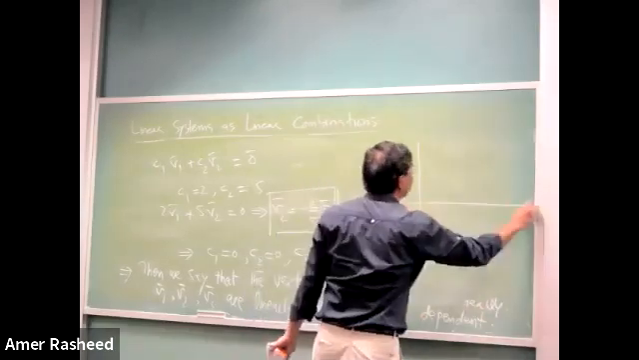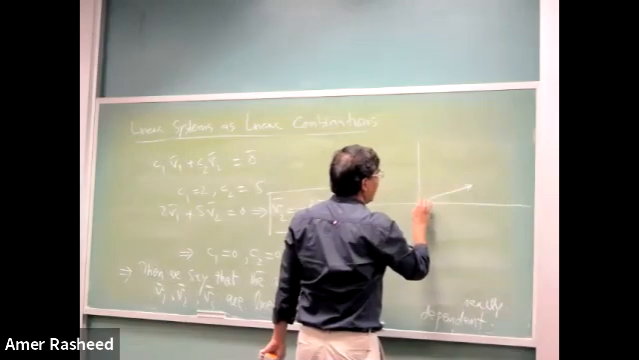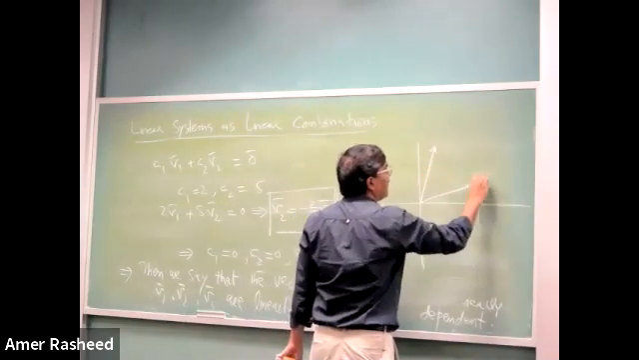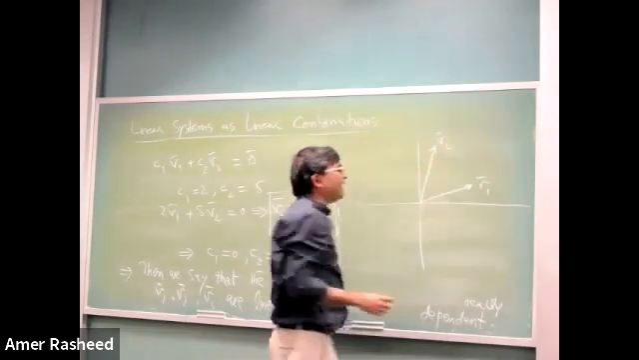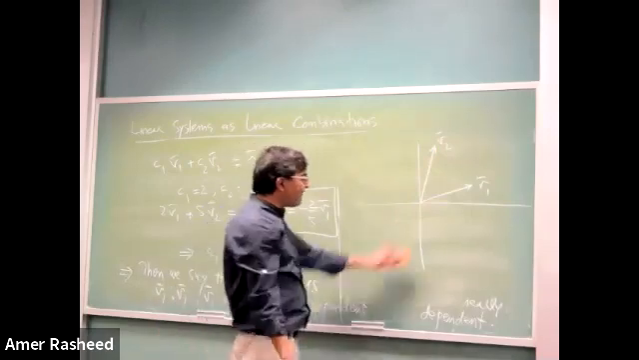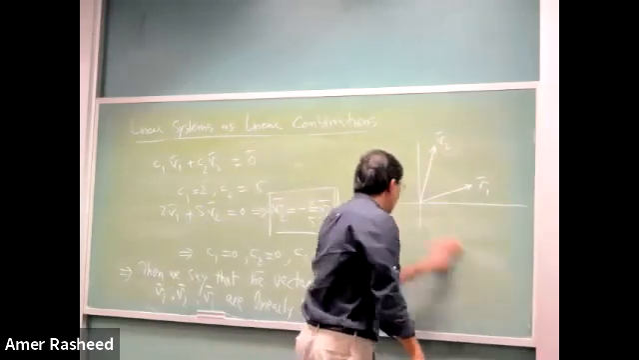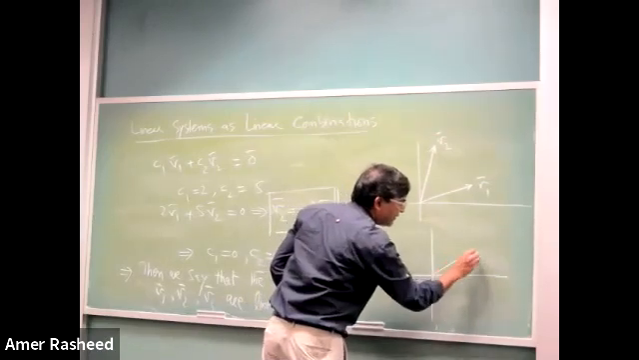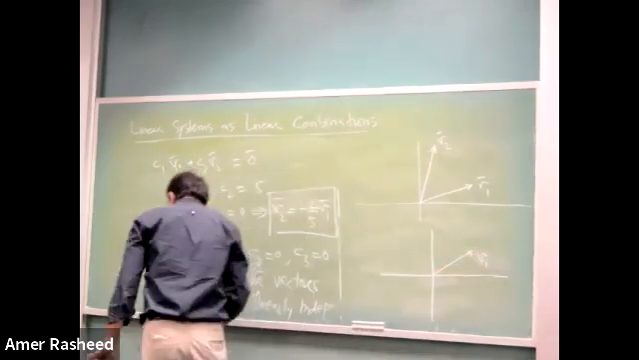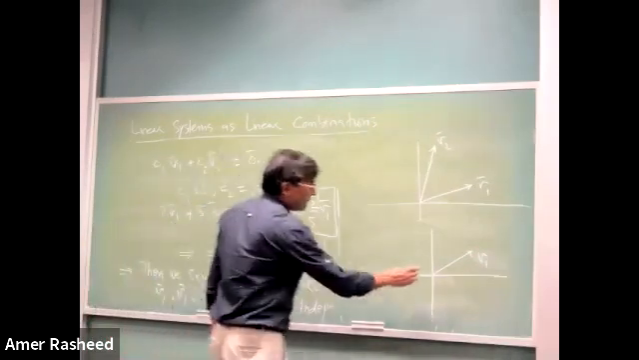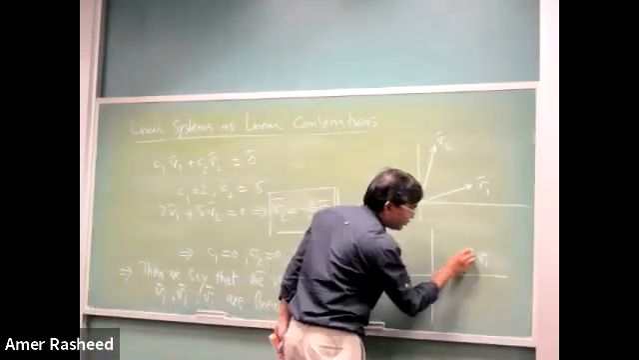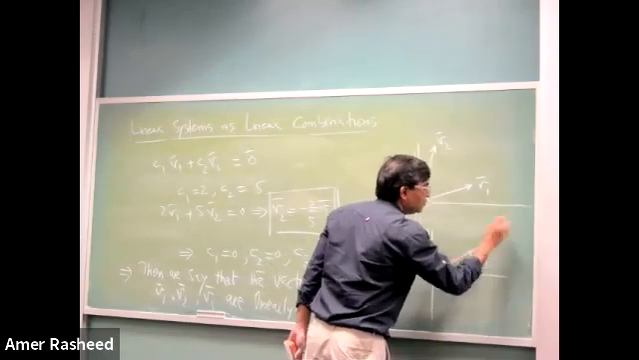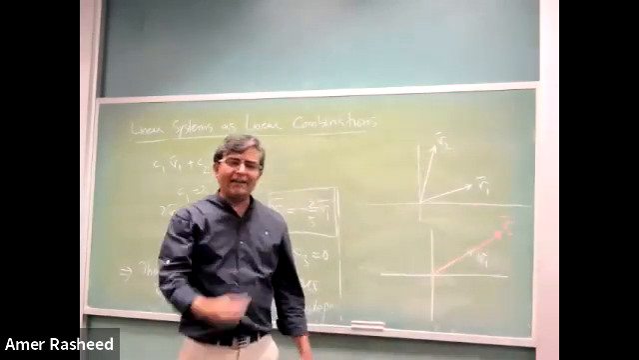Geometrically, if you have two vectors, this is V1 and this is V2. Okay, they are linearly independent. But if I say that this is your V1 and this is your V2, are they linearly independent?